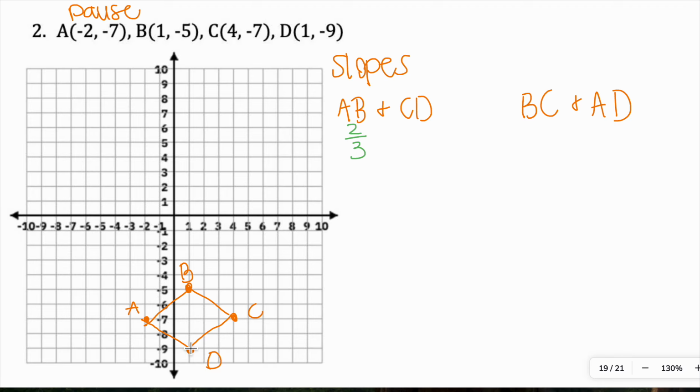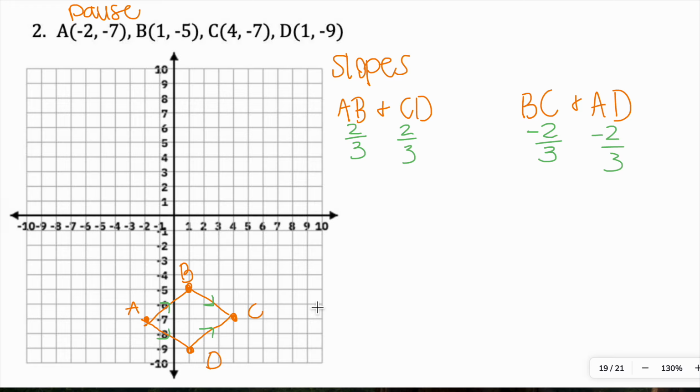And then C to D is rise 1, 2 over 1, 2, 3. So right now I can say AB is parallel to CD. And then BC is down 1, 2 over 1, 2, 3, so down 2 over 3. And AD is down 1, 2 over 1, 2, 3. So these are also going to be parallel.